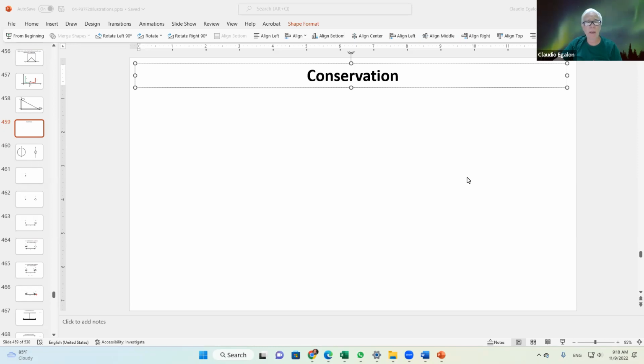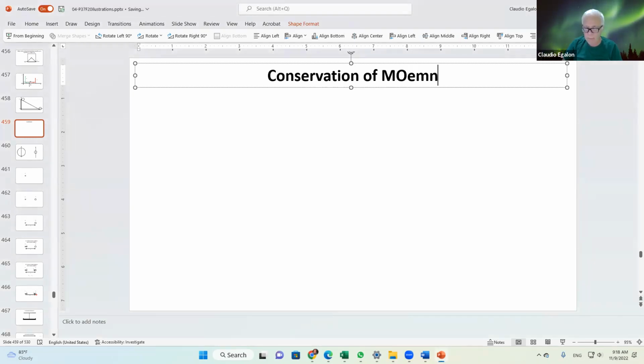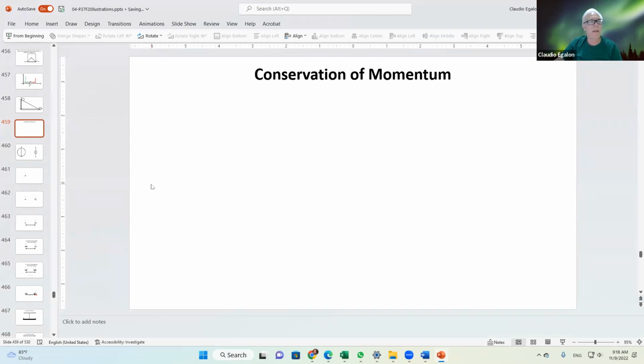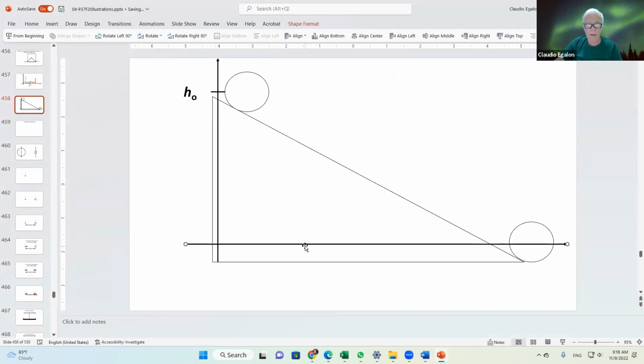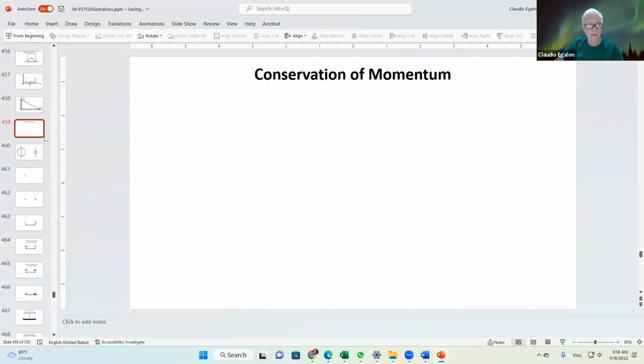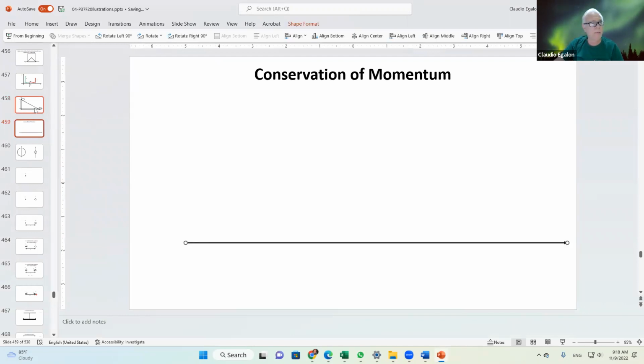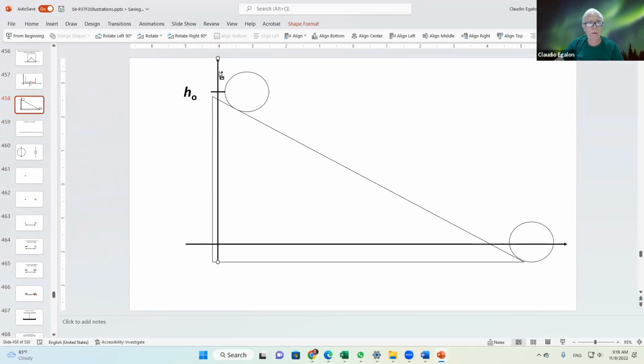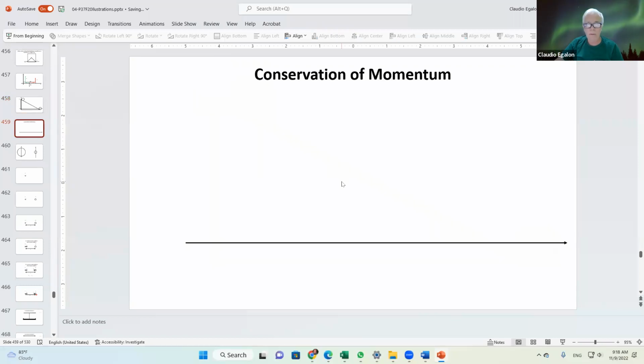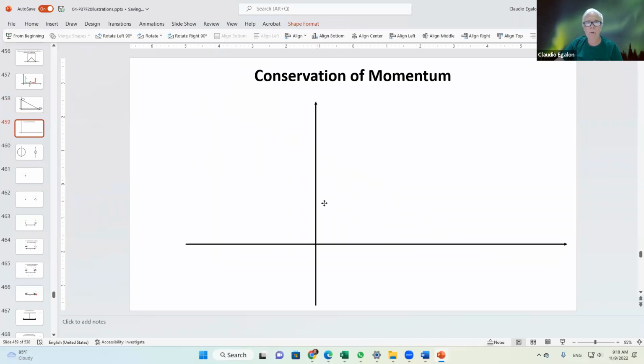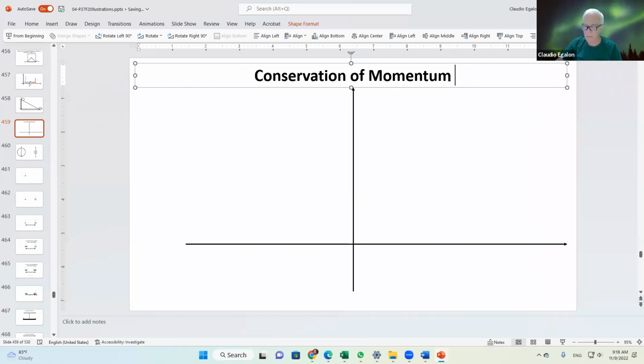So we're covering conservation of momentum. I'm giving you an example of how momentum is conserved in real life. I'm going to get this axis here, and then I'm going to get the y-axis as well. Conservation of momentum. Example. Real life example.